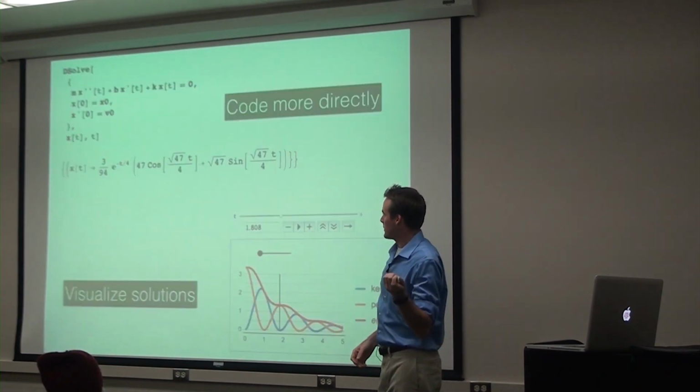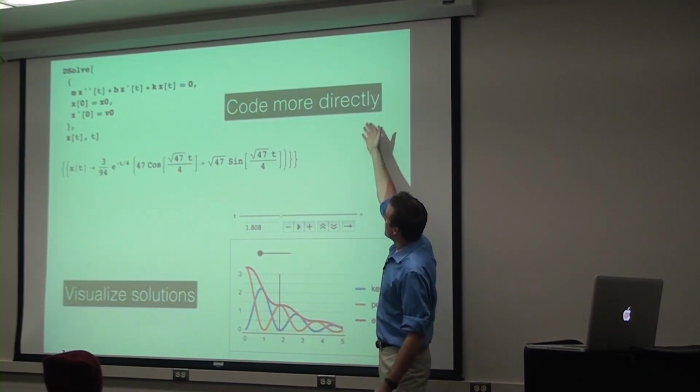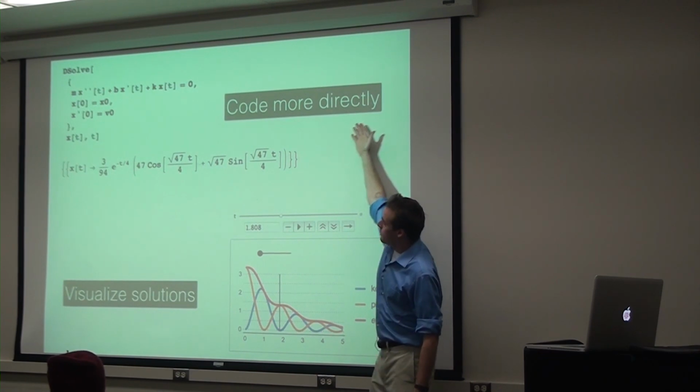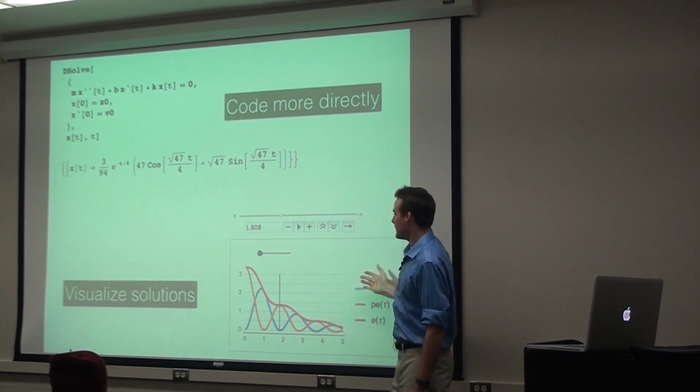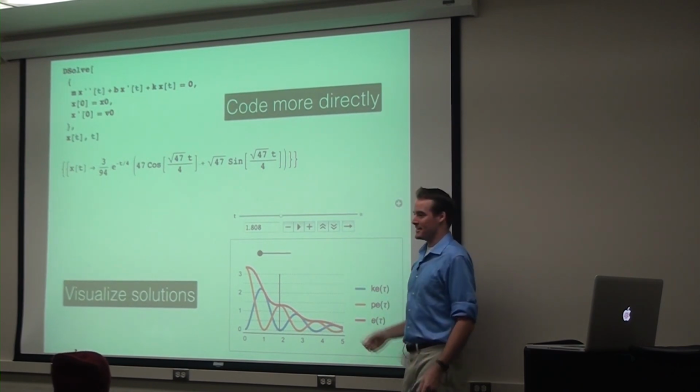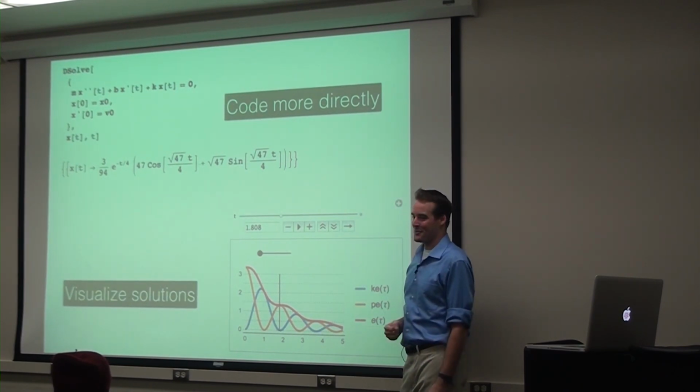OK, so we talked about that already. Yes, it would be nice if you could more directly write code that would find an answer for you that could have some sort of intuitive interpretation. And it would be nice if you could visualize your solutions easily so that you could get a sense for what's actually going on in the problem.